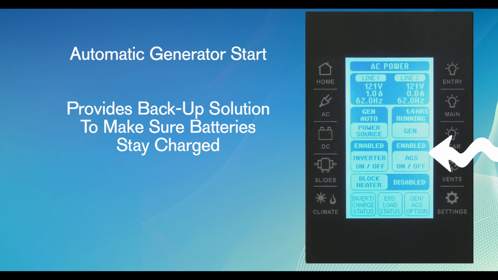The AGS virtual button controls the automatic generator start on the motorhome. The AGS system provides a backup solution to make sure batteries in the unit stay charged. With AGS, you can program the generator to come on automatically, like when the interior temperature of the motorhome starts climbing, or even the amount of battery power or the loss of shore power.